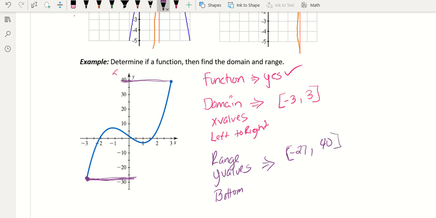Again, if you're looking for the range, you're going from the bottom to the top. What is your lowest y value? What is your highest y value of that graph? If you're looking for the domain, you're going from left to right. What is your furthest left and furthest right value?